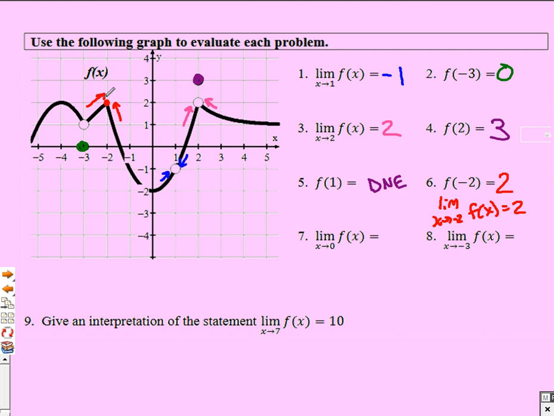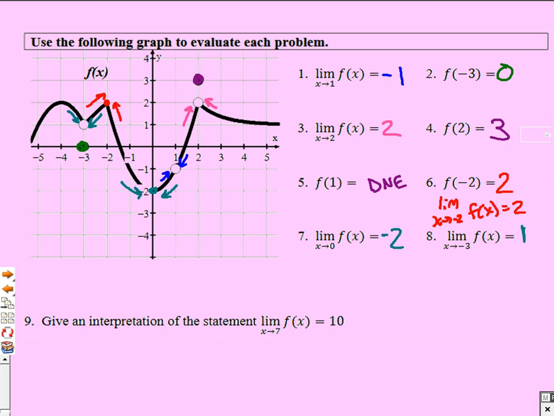Last couple here, limit as I'm approaching 0. Actually, this looks the same as f of 0, because as I approach 0 from the left and the right, I'm approaching the exact same y value of -2. And then my last problem here, as we approach -3, we already did the function value at -3, but if I approach from both sides, the y value I'm approaching is 1.